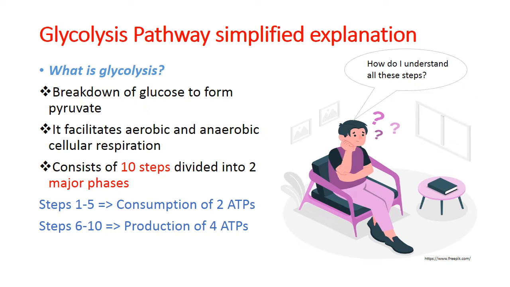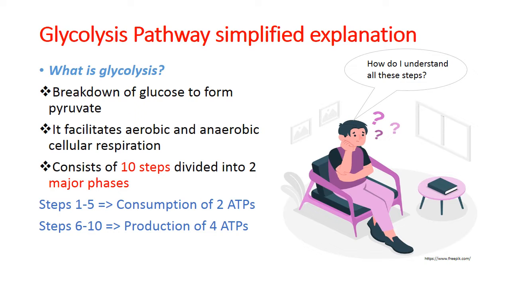Hi everyone. The glycolysis pathway has several steps which may be very confusing for students, and some of them always ask, how do I understand all these steps? In most cases, some students take the path of trying to cram everything, but it's not usually the most advisable path to follow, because it's easier if you understand. Once you understand, recalling the processes is easier.